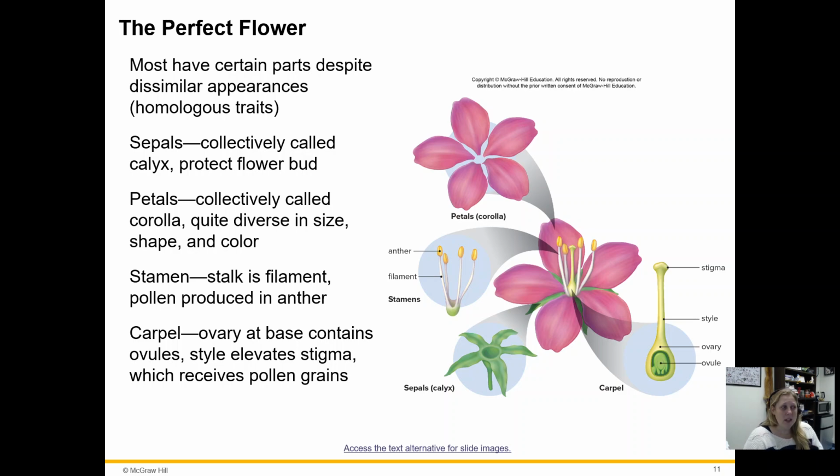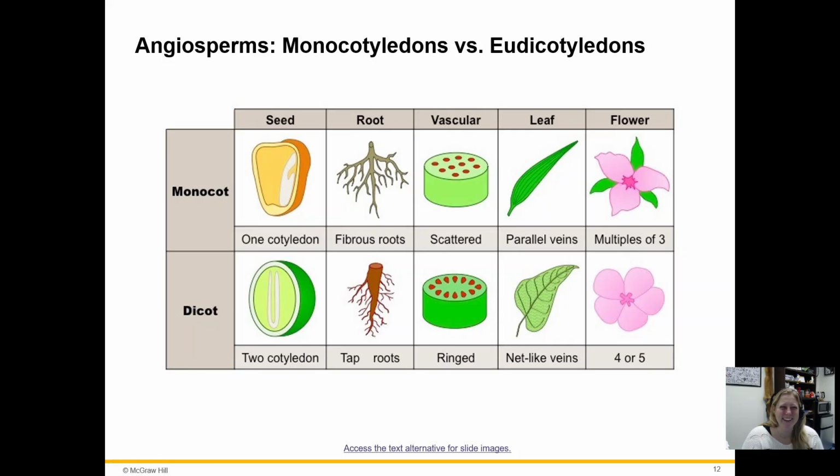Okay, within angiosperms, there are two major divisions of our angiosperm groups, and this gets to you to play one of my favorite games. My husband and stepson don't think it's a fun game, but I think it's a fun game, and I play it with my students too when we go out during lab and seated classes.